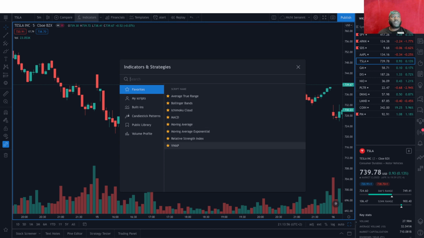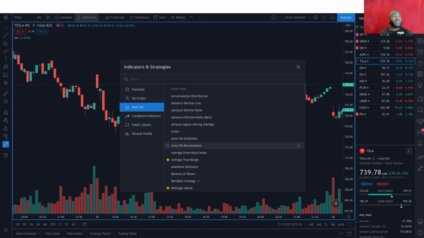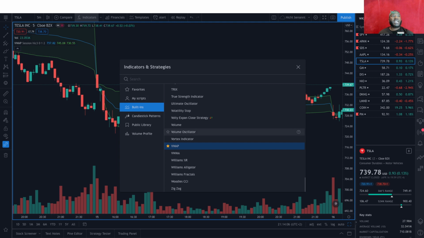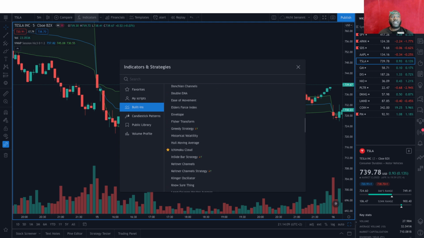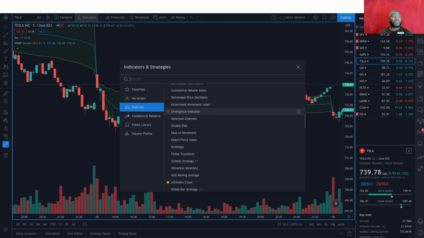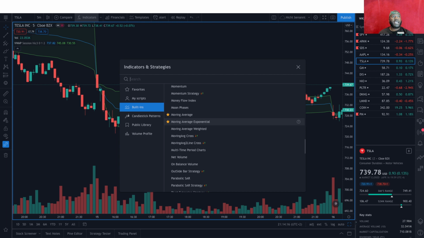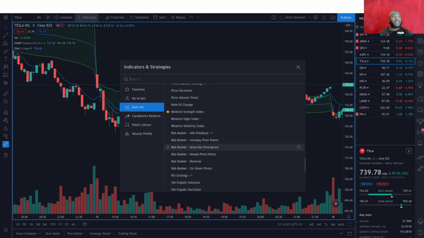Okay, I have the VWAP. So let me just go here. You can search for it, the VWAP. Okay, the VWAP is now set. And now we are going to look for the exponential moving average. So the EMA, right? Moving average exponential. Okay, so we go for that one. Now we have both. Now we need the RSI, relative strength index, here. So we add the relative strength index.